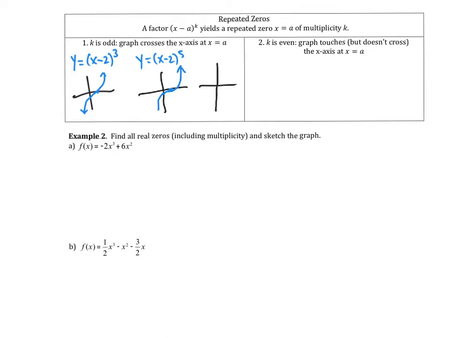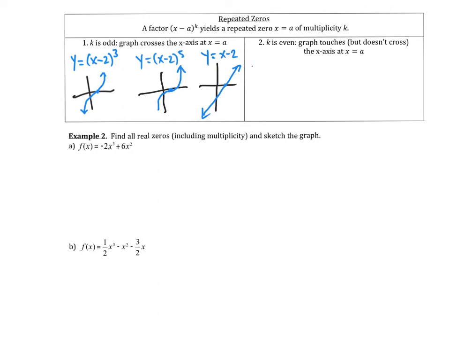And then also y equals x minus 2 has a 0 of 2. But this is a line, so it passes straight through x equals 2. Doesn't stop, doesn't pause. Okay, the second case is if k is even. If it is, the graph touches, but it doesn't cross the x-axis at x equals a. So what are they talking about?